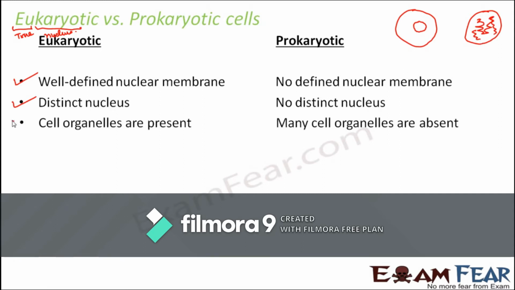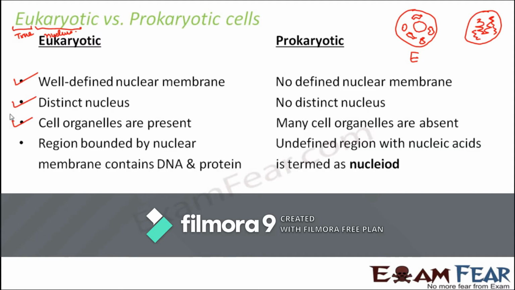In eukaryotic cells, organelles are present. I have already told you the various components which are present inside the cell are called cell organelles. In case of a eukaryotic cell, you have specific cell organelles which are present like this. They are all distinguished from the other ones by a specific membrane. But in case of prokaryotic cells, many cell organelles are absent. Most of the cell organelles are not at all there.